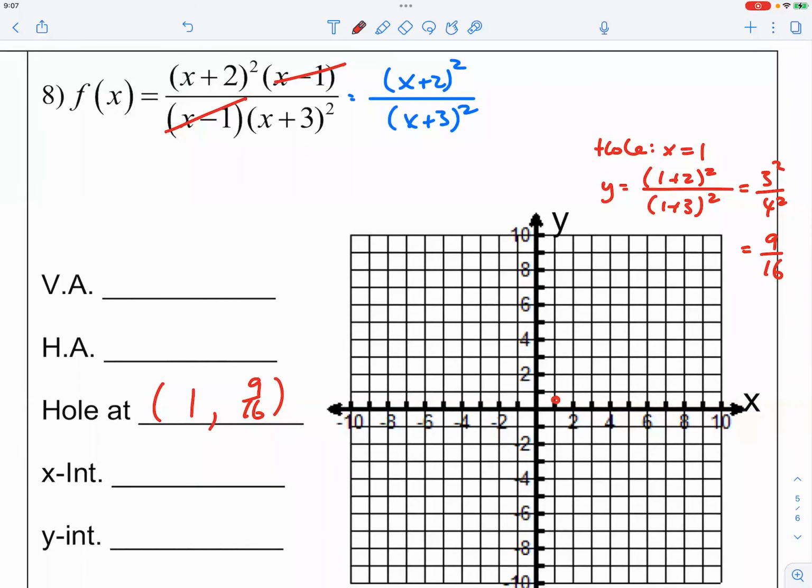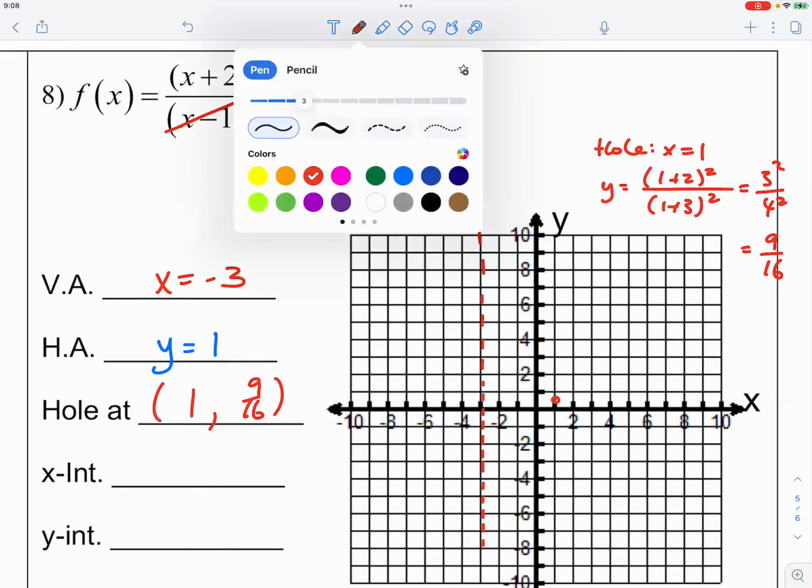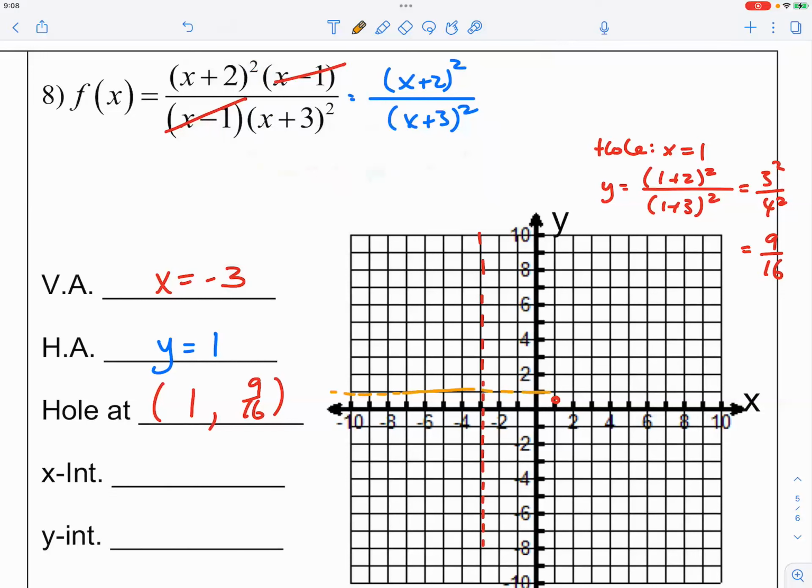Can you tell where the vertical asymptote is? x equals -3. Can you tell where the horizontal asymptote is? y equals 1, because when you think about x plus 2, with x being so big, the plus 2 wouldn't matter. The plus 3 wouldn't matter. So you just have x squared over x squared, which reduces to 1. Let me go ahead and draw these two asymptotes. So x equals -3, and then y equals 1.